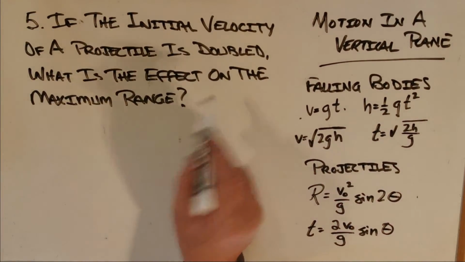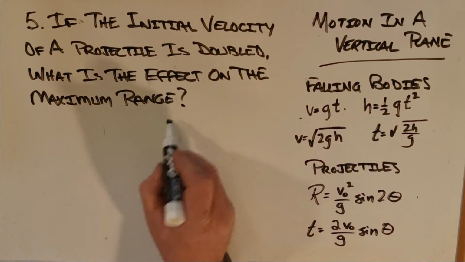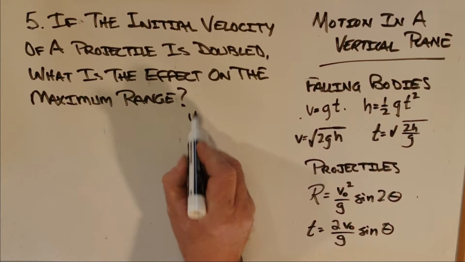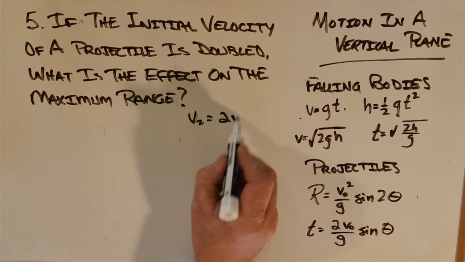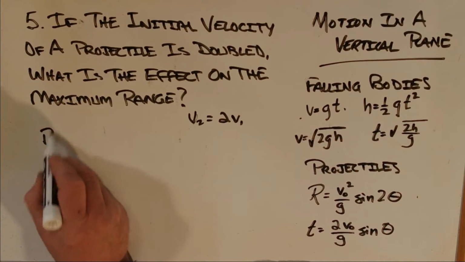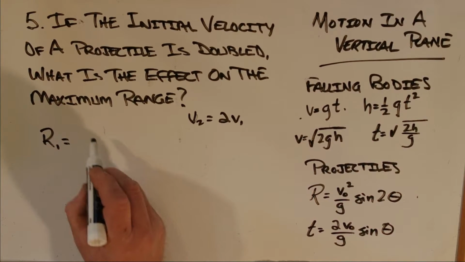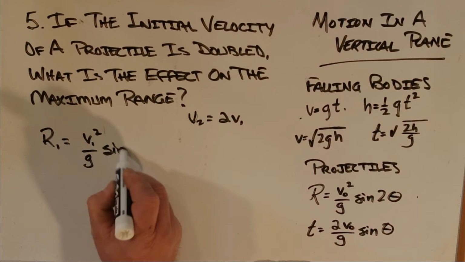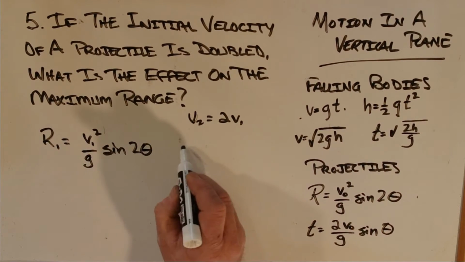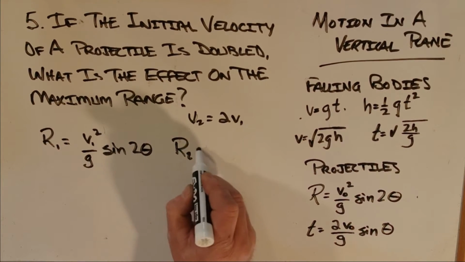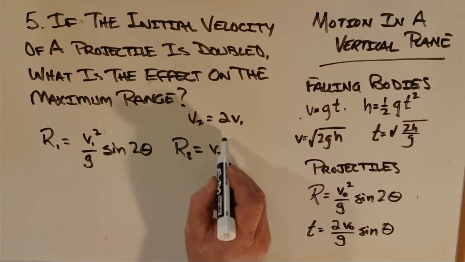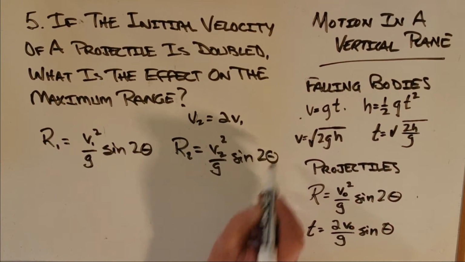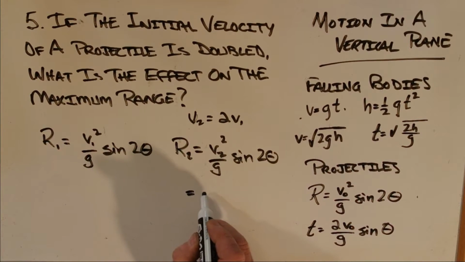Last question, a good question. If the initial velocity of a projectile is doubled, what is the effect on the maximum range? Basically, we're asked if v2 is equal to 2 times v1, what difference does it make? Well, we have range 1 as v1 squared divided by the gravitational constant times sine of 2 theta. Range 2 is equal to velocity 2 squared divided by the gravitational constant times sine of 2 theta.